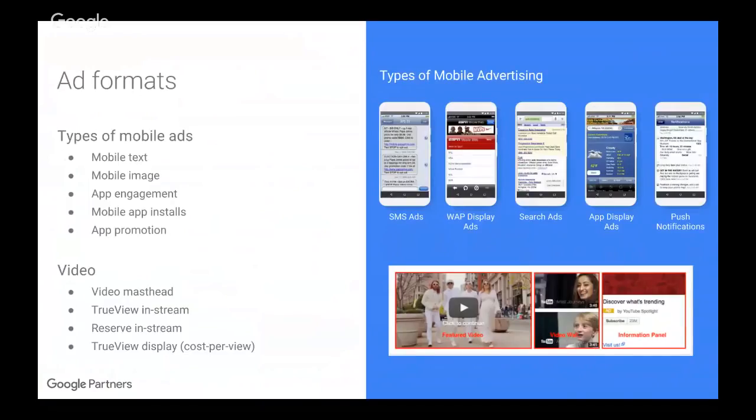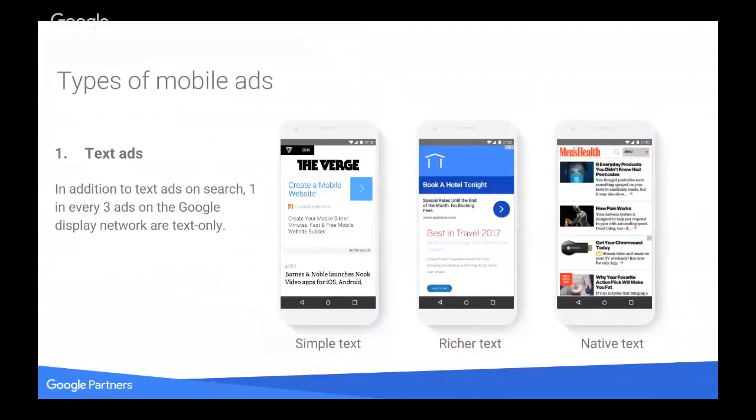So now going into the ad formats that we've got, the types of mobile ads that you've got are mobile text ads, mobile image ads, and in terms of app promotion ads, you've got app install ads and app engagement ads. And in terms of video, you've got different formats like the video masthead, TrueView in-stream ads, as well as TrueView display ads.